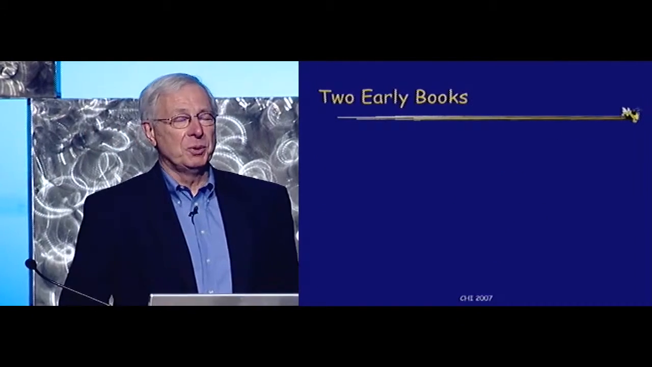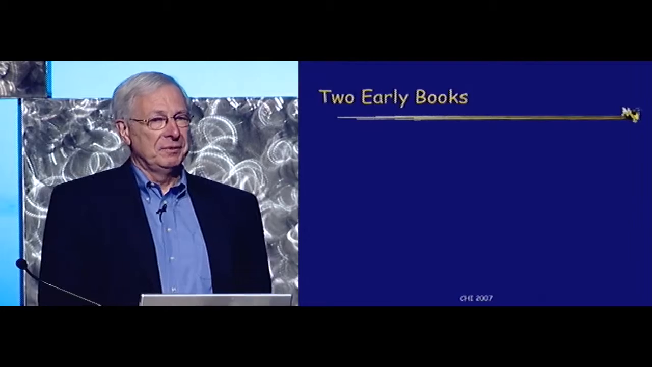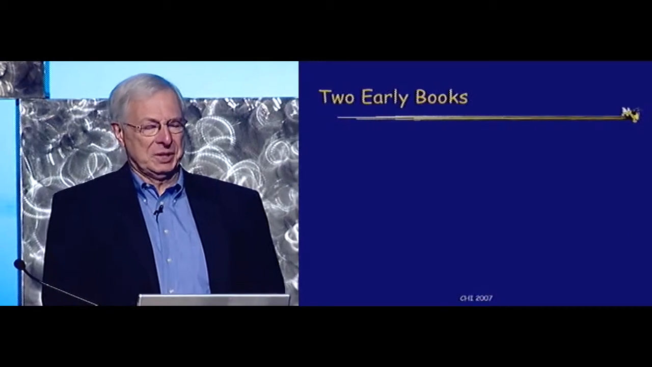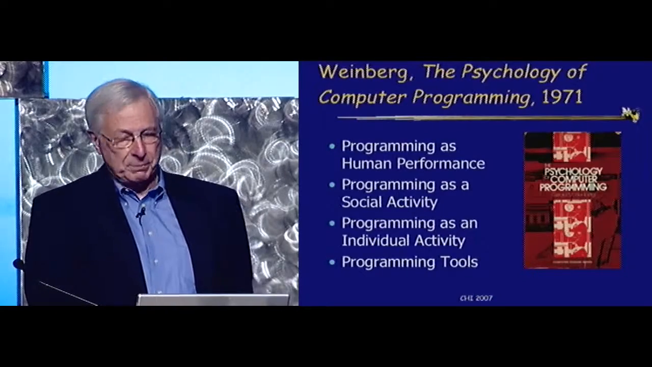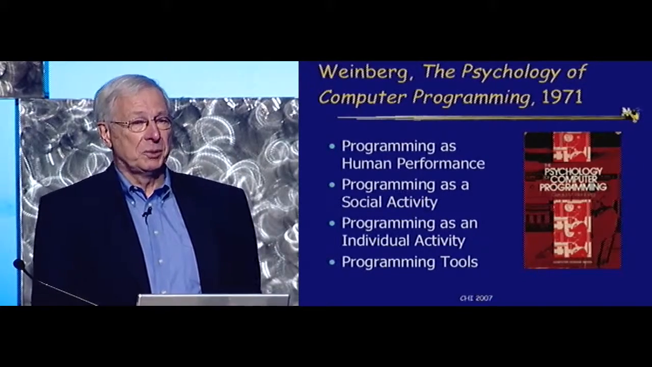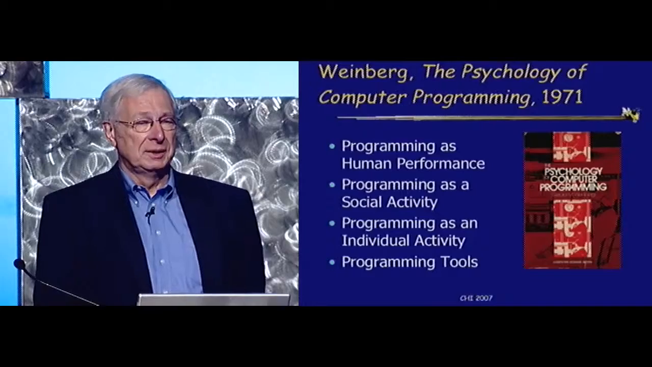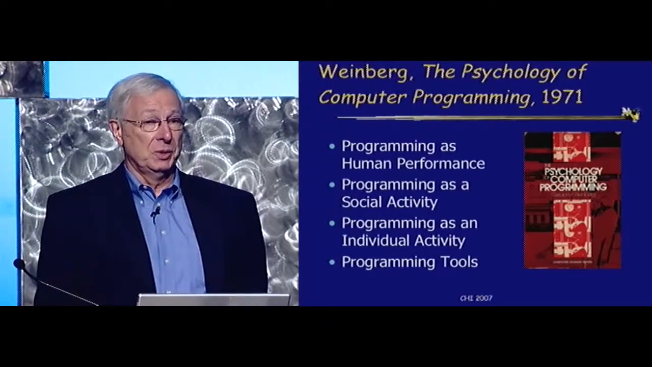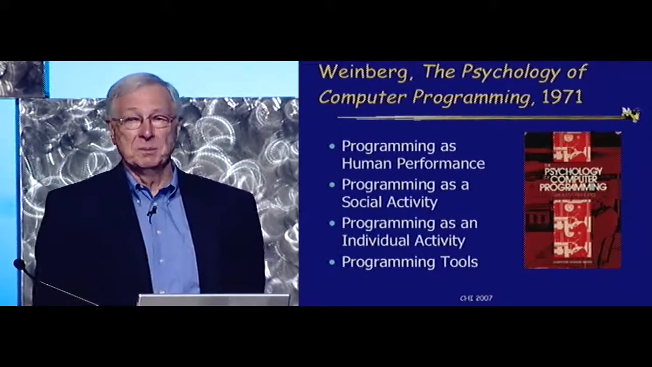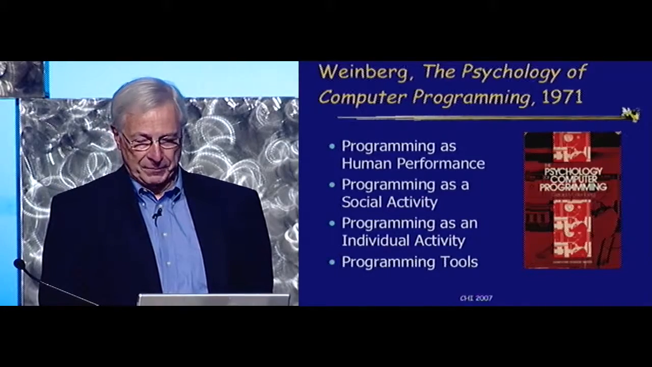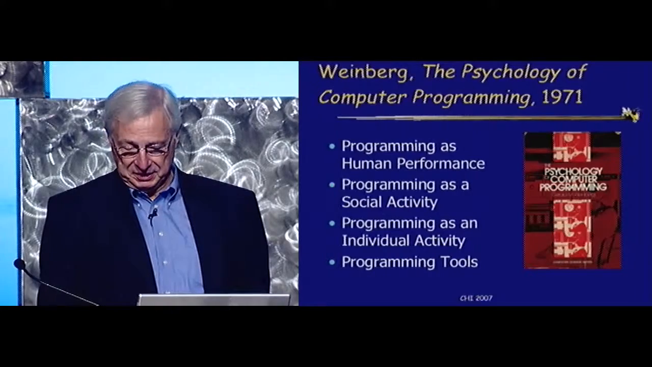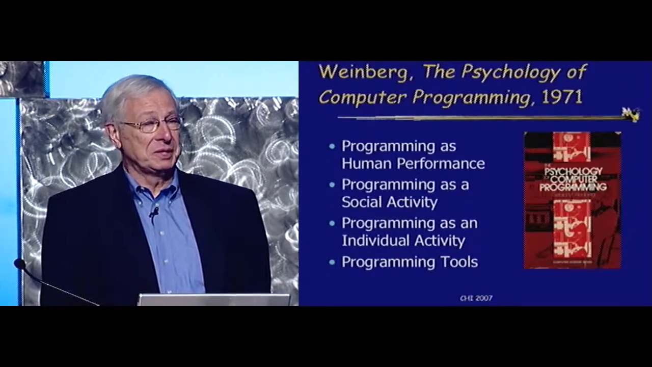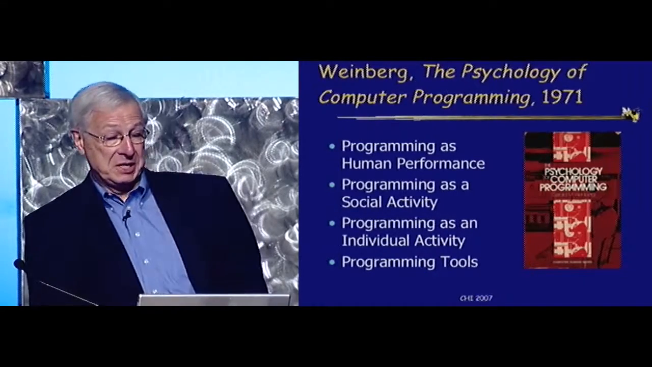There were a couple of early books that were kind of influential. This was before textbooks came along. Jerry Weinberg wrote The Psychology of Computer Programming in 1971. This is one of the earlier books to deal with the relationship between computers and people. And I've listed here a couple of the chapter or section headings. You get some sense of things that were talked about 36 years ago.